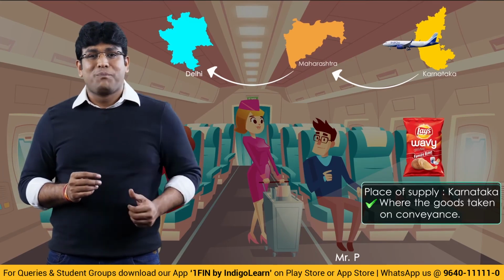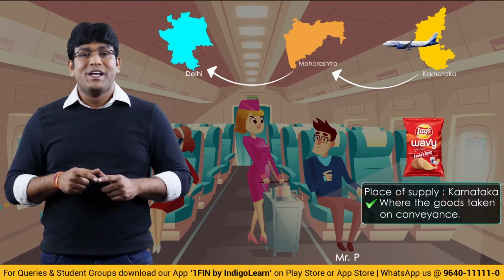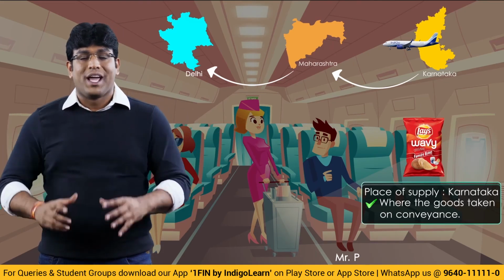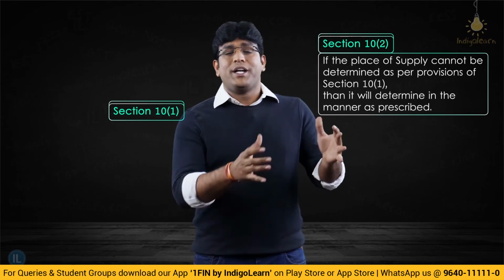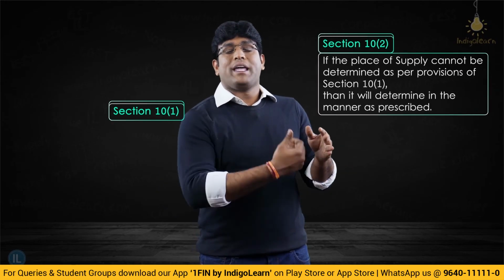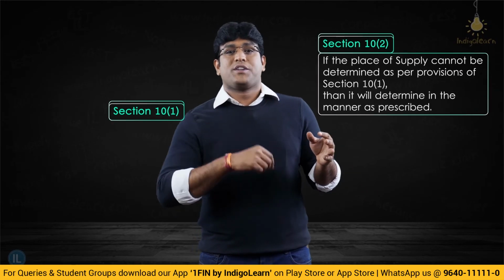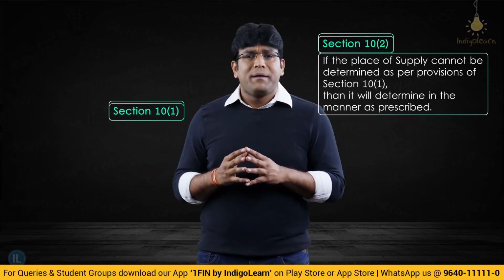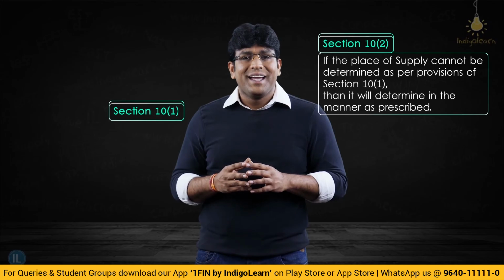Very, very interesting point. That is the story of section 10.1e, and that is the end of discussion for section 10. As I told you, section 10 is divided into 10.1 and 10.2. 10.2 says if place of supply cannot be determined under section 10.1, it is determined in such manner as may be prescribed. So they'll prescribe, don't worry.